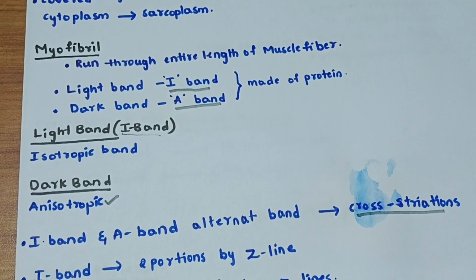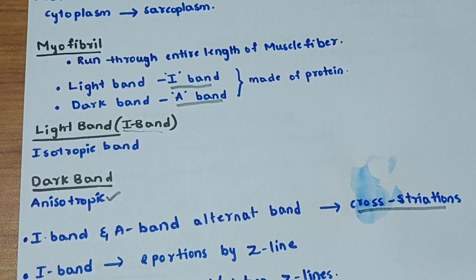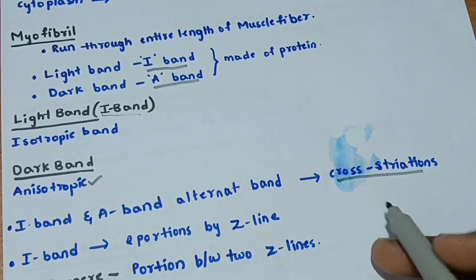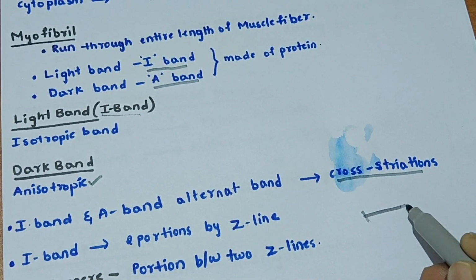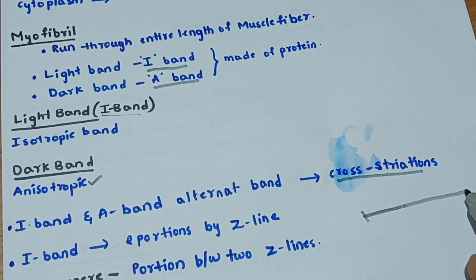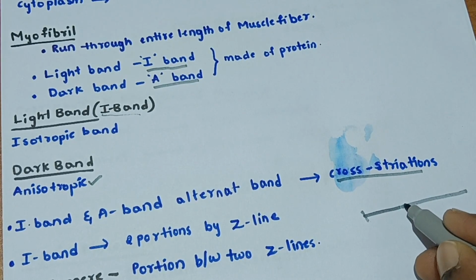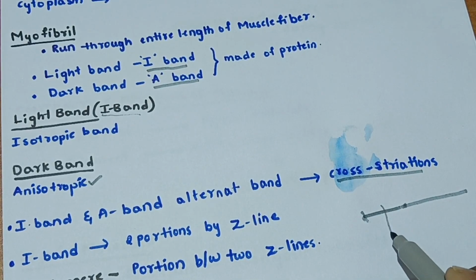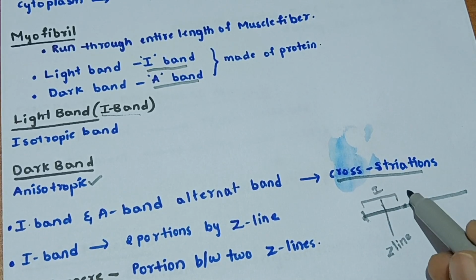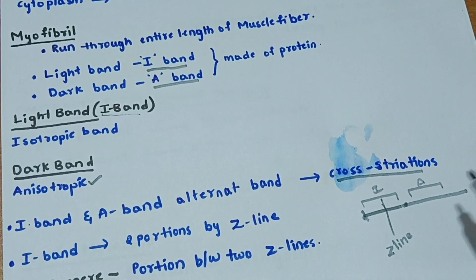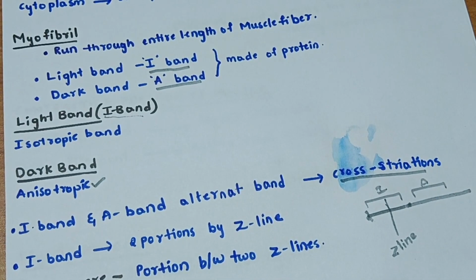The I band contains two portions. The I band is divided into two portions by the Z line. This is the I band, from here to here, and from here to here is the A band. So from here to here it is an I band, right? This is a Z line. So the Z line divides the I band into two portions.